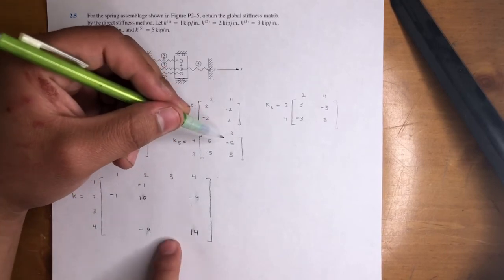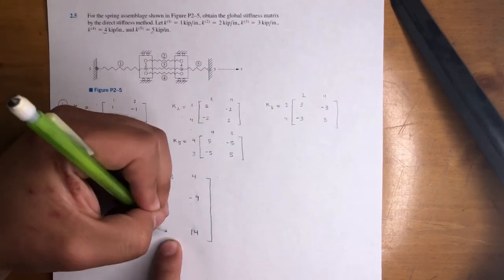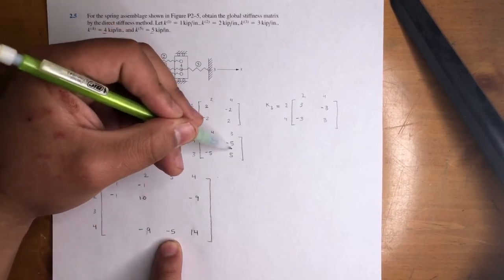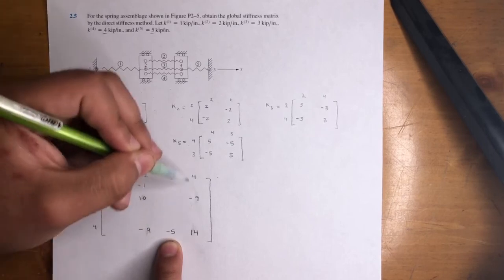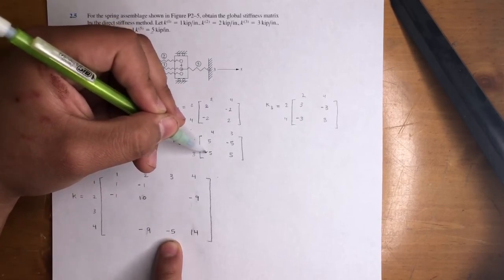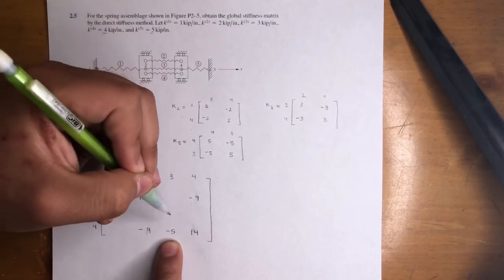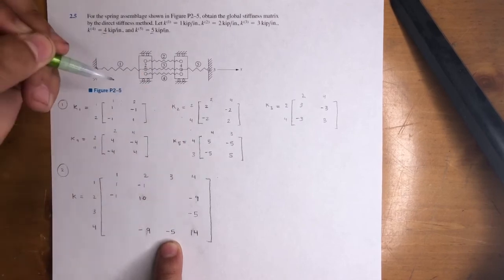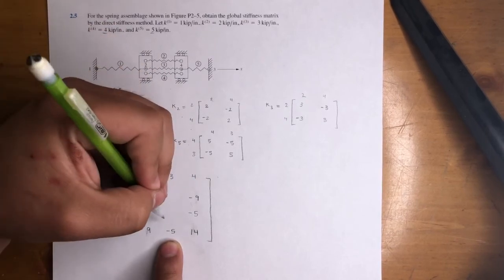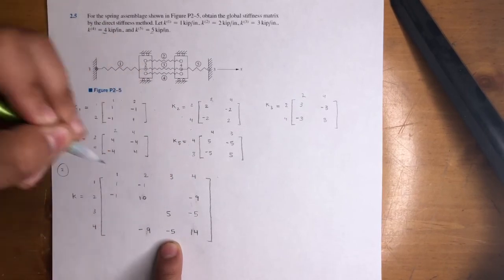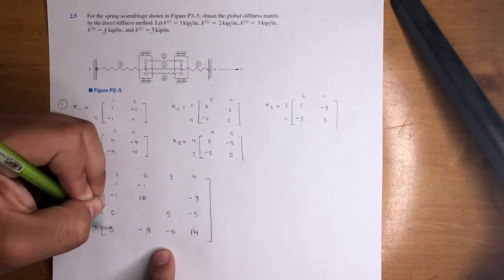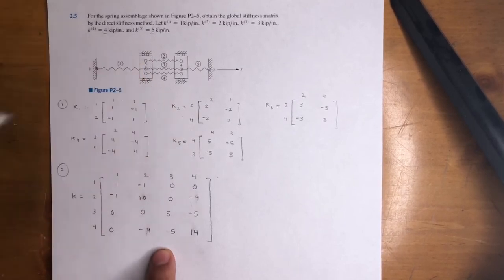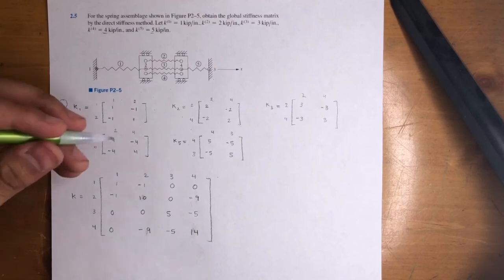K4, 3, which is this position, is negative 5. Again, this is row 4, column 3. Then at row 3, column 4, it's a negative 5. And finally at 3, 3, which is here, that's just a 5. And that's your answer. Just fill in zeros where you didn't have anything else. That is the global stiffness matrix.